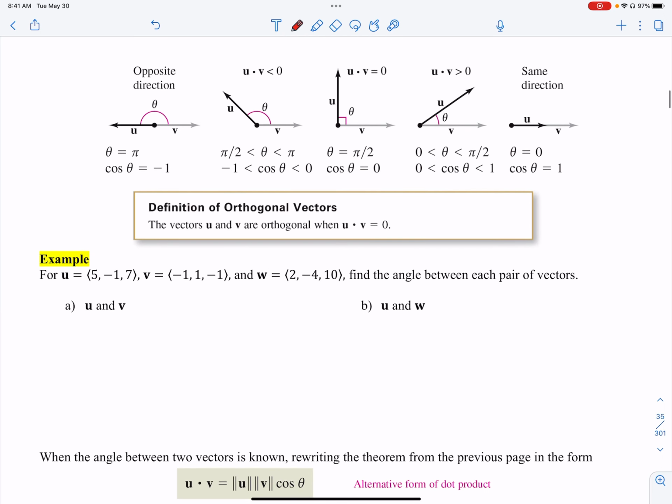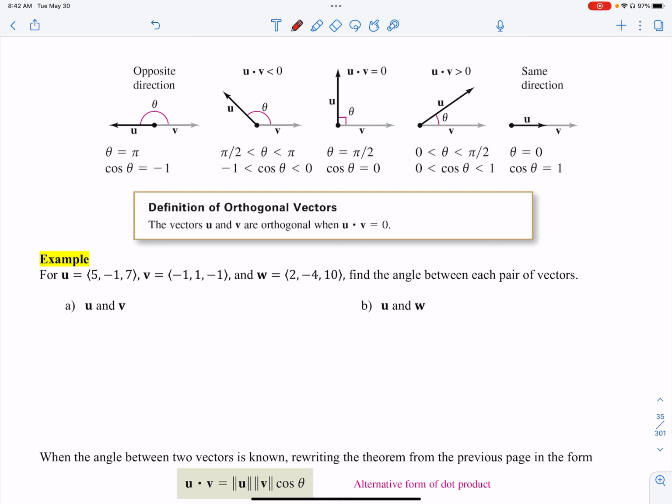This is going to be extremely important for us. This is a quick way to tell if two vectors have a right angle. All right, so let's determine some angles quick. Let me grab my calculator here out of my drawer. Okay, so let's give this a shot.